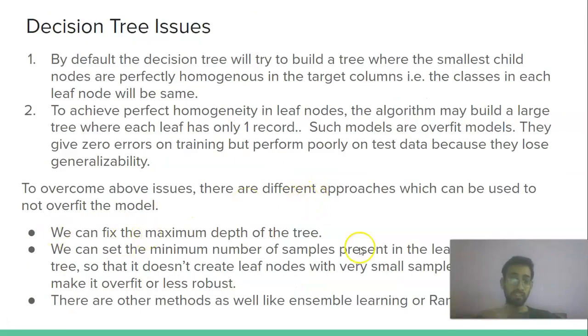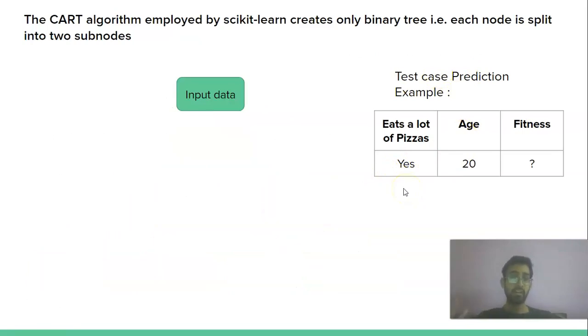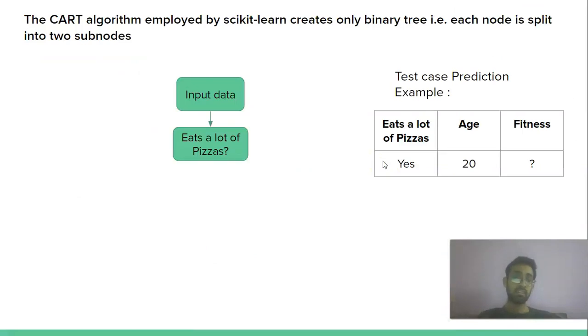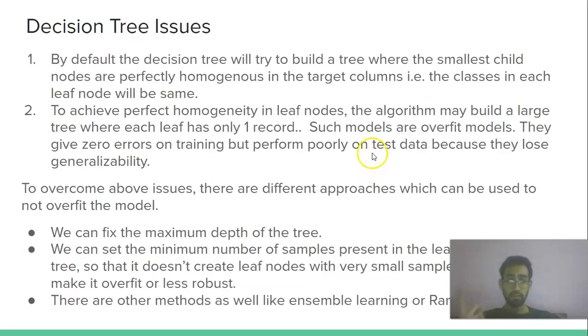So we can fix the depth. Let's say we have fixed the depth to 1 right here, so we wouldn't have learned till this. We have only checked "eat lots of pizza, yes or no," and based on that we have checked unfit. There are 3 majorities unfit, so we will label it as unfit. So that's how we can make it to not overfit. That is one of the things.